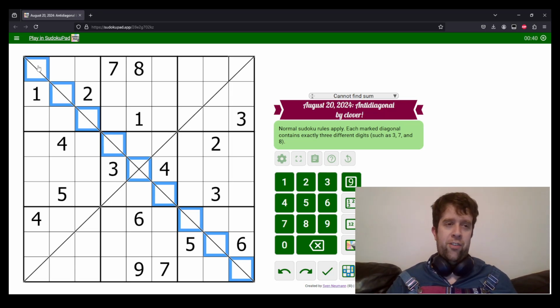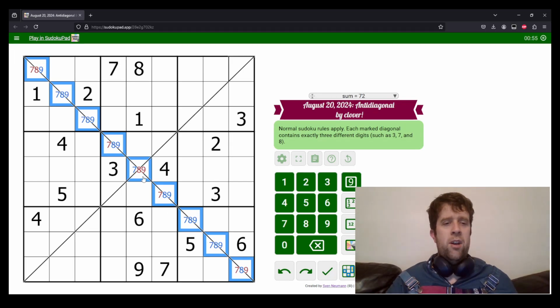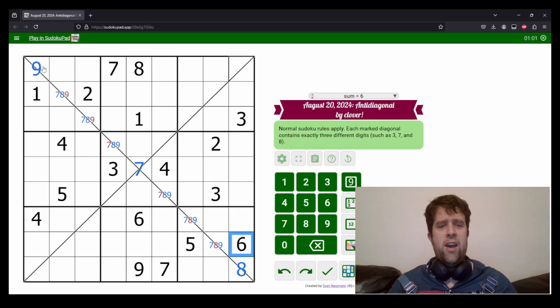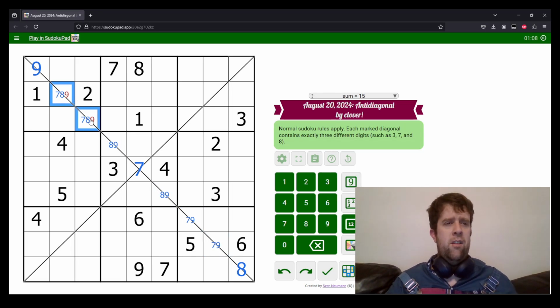So, let's look at this first diagonal. Now, it definitely can't have a 1 and a 2. It can't have a 3 and a 4, and it can't have a 5 and a 6, because that would break one of those boxes. So the only possible combination for it is 7, 8, and 9. Now, 7 must go there, so let's clear a bunch of this out. So this is 9, this is 8. We'll take the 7 out, we'll take the 9 out of this one.